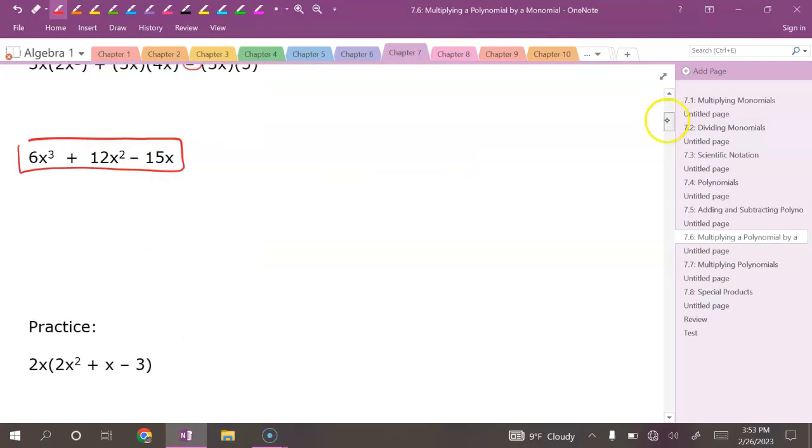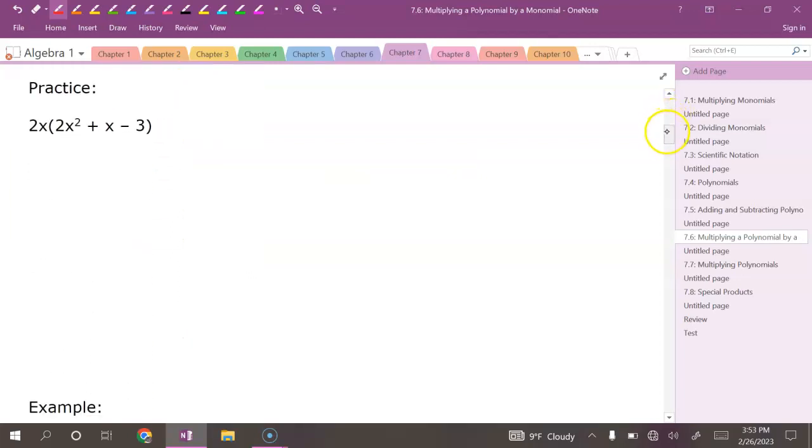So, let's do this practice problem together. No, just kidding. You guys do this practice problem, and then we'll do the next example together here. So you guys go ahead and try to do this one.